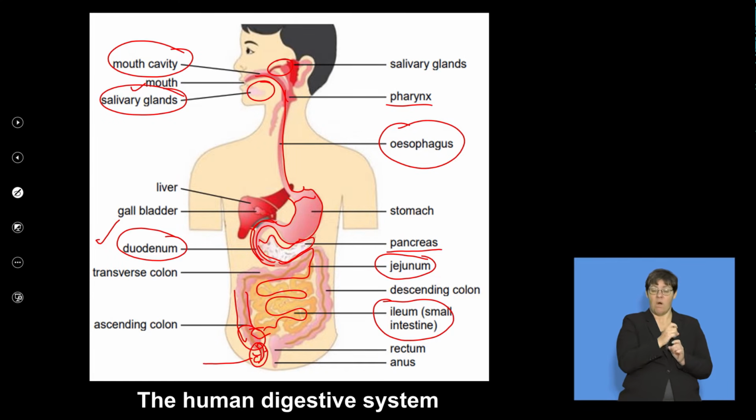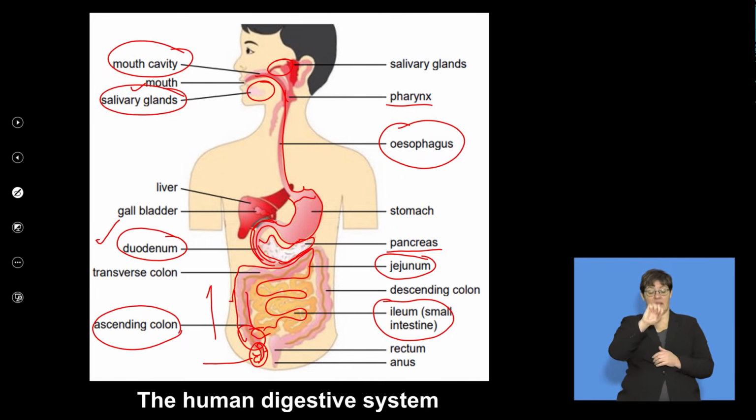And that little structure there is the appendix, which is not labeled here, but that is the first bit of the large intestine. The large intestine is made up of different areas, and we call that the ascending colon. Again, that's the part that moves up. We have the transverse colon, which moves across, and then we have the descending colon that further carries the waste products down.